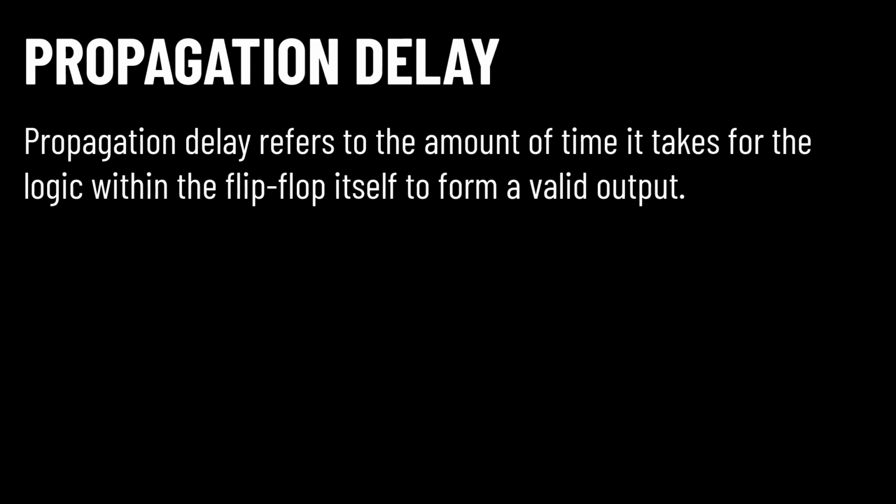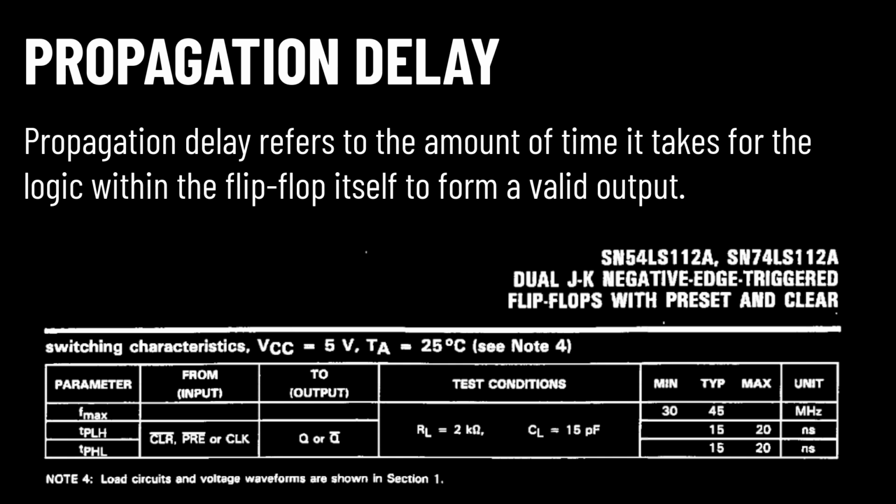Let's consider possible timing issues with a circuit. Propagation delay refers to the amount of time it takes for the logic inside the flip-flop itself to form a valid output after a triggering clock signal is received. This value is typically available on a datasheet for a particular flip-flop.